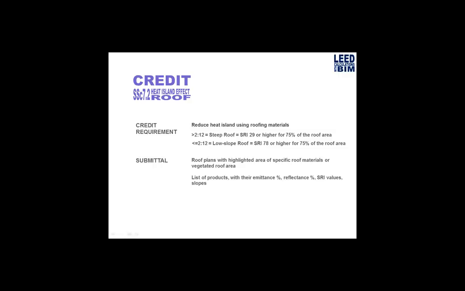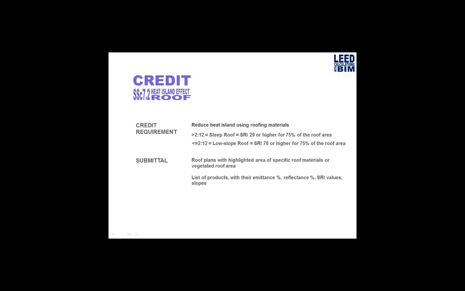So really what this credit requires is that if the pitch of the roof is greater than 2/12, then it's considered a steep roof. I'll just look at it on my screen. And the SRI value must be 29 or higher for 75% of the total roof area, right? But if the pitch of the roof is less than or equal to 2/12, then the roof is a low slope roof, and the SRI value must be 78 or higher for 75% of the total roof.